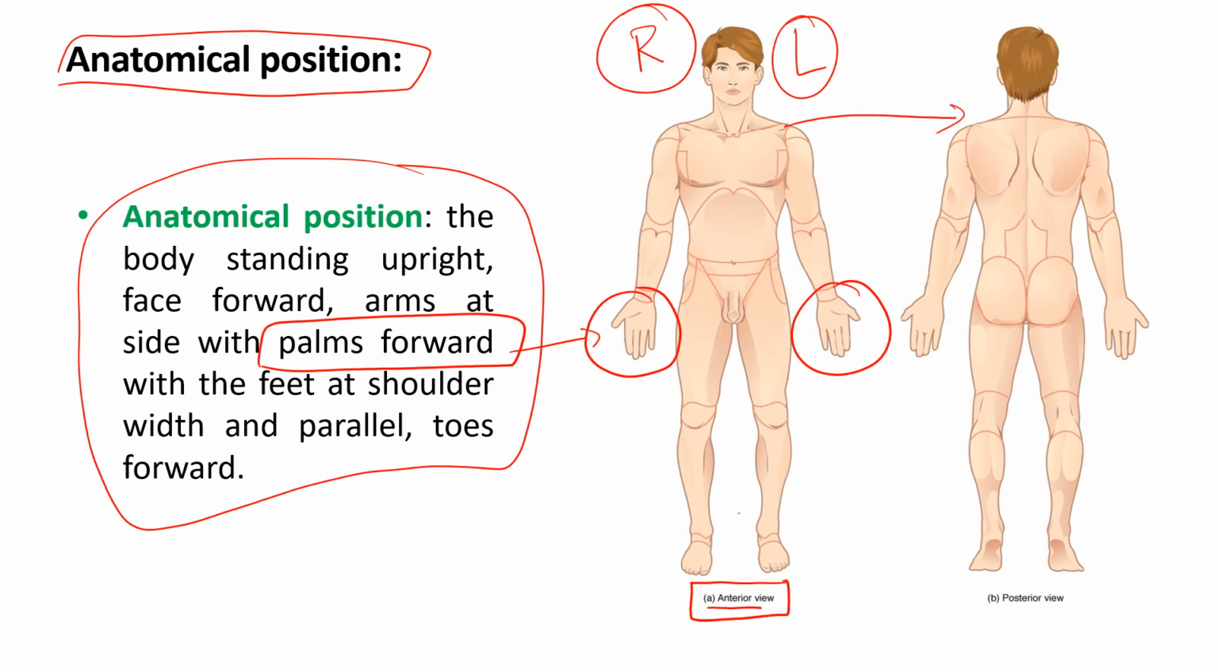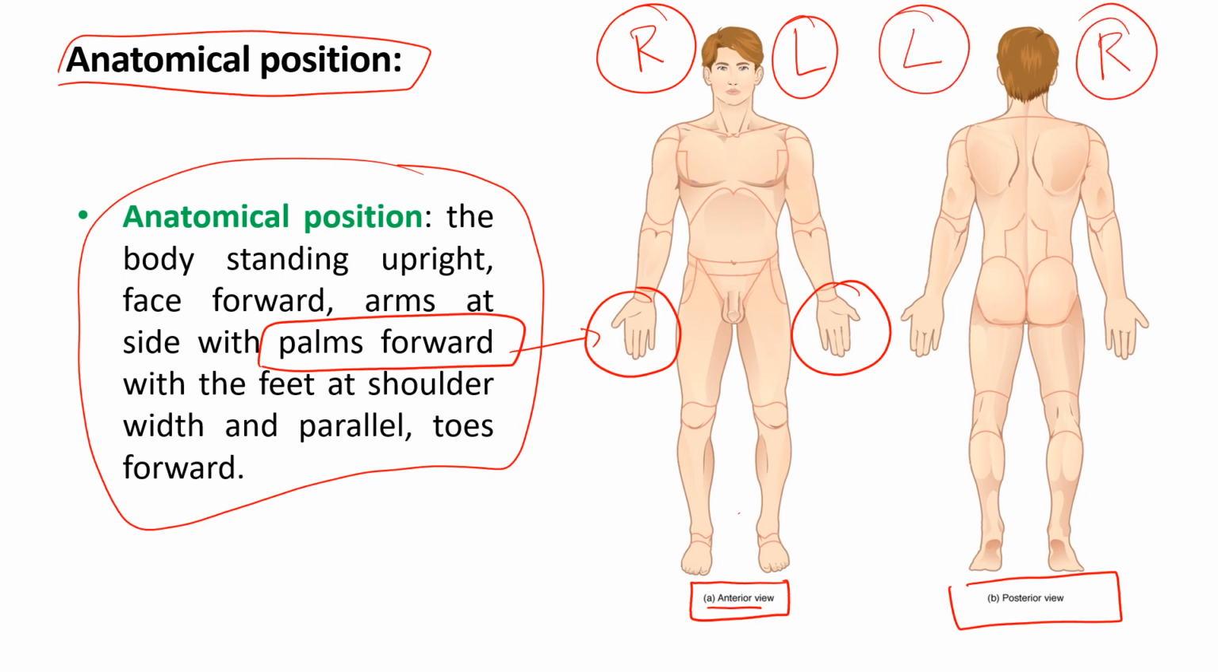If you look at this image here, we're looking at the patient from the posterior view. And in this case, where will the right side of the patient be? Pause the video and try to tell me where the right side of the patient is. Well, the right side of the patient in this case is going to be here, and the left side of the patient is going to be here. So always the left and right of the patient.